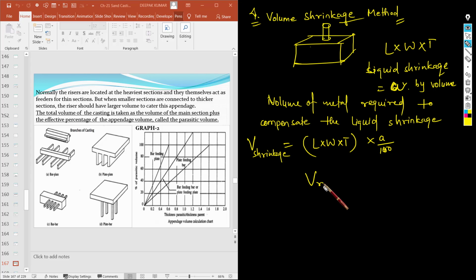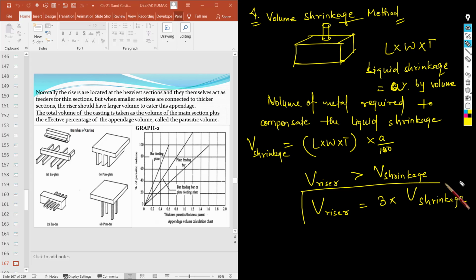So volume of riser will be greater than volume of shrinkage, then only it can provide the metal, isn't it? Now it has been found that if volume of riser is 3 times the volume of shrinkage, then it is almost safe. This is known as the volume shrinkage method. The volume of shrinkage is calculated from the liquid shrinkage value.